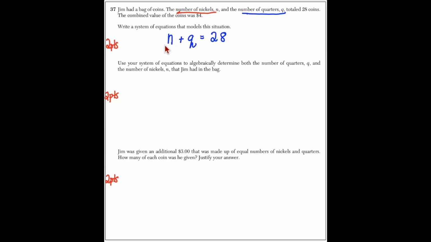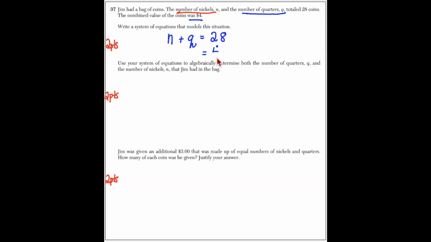But as I change these, that's going to change how much money he has, right? If he has 0 nickels and 28 quarters, that's a lot more money than if he had, say, 28 nickels and 0 quarters. So how we actually narrow down how much he has is we have to use this second piece of information, which tells me how much those coins are worth.